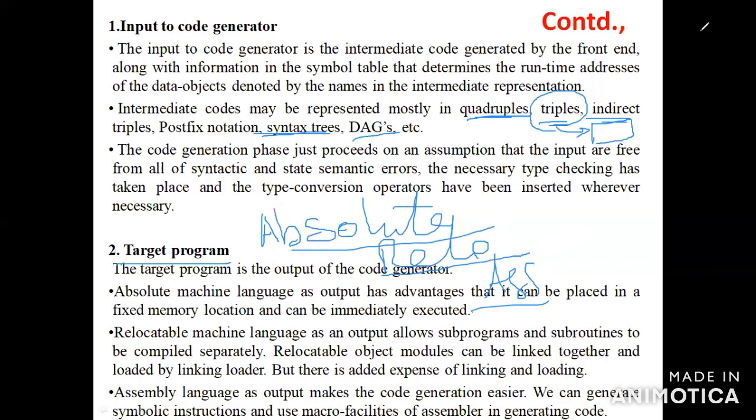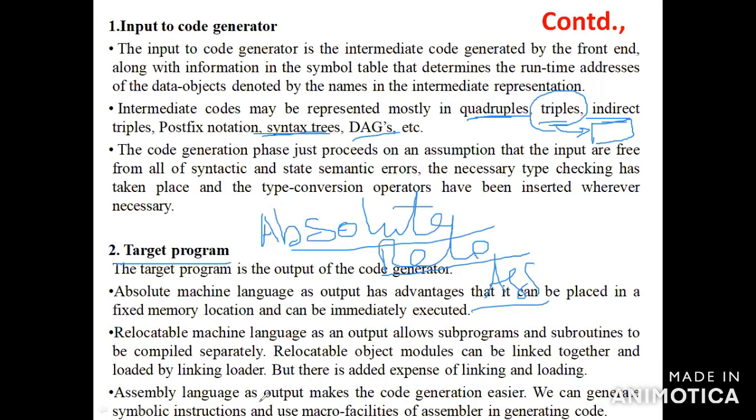So what does absolute machine code mean? It should be at a fixed memory location. It can be directly placed into memory and immediately executed. Only small programs can be compiled and executed for the given target machine code instructions. That is absolute machine code. What will relocatable machine language do? Its output allows subprograms.